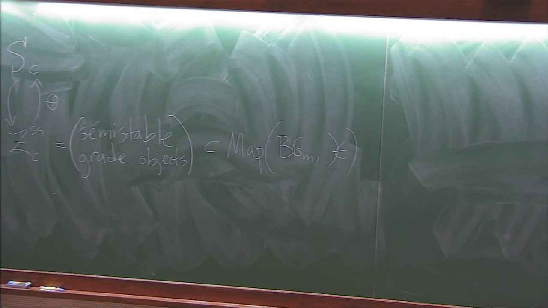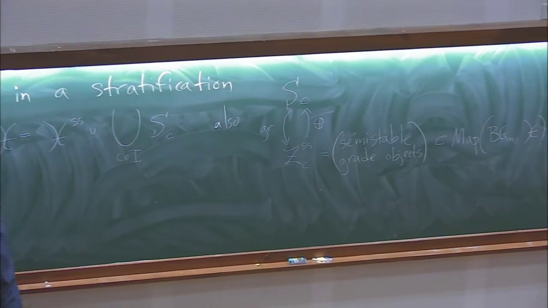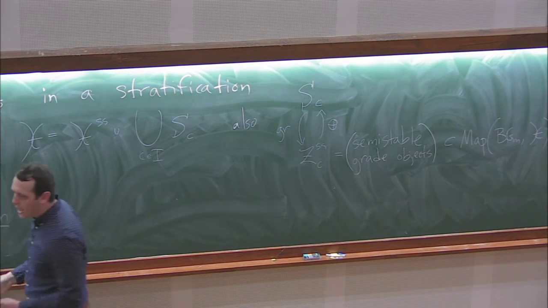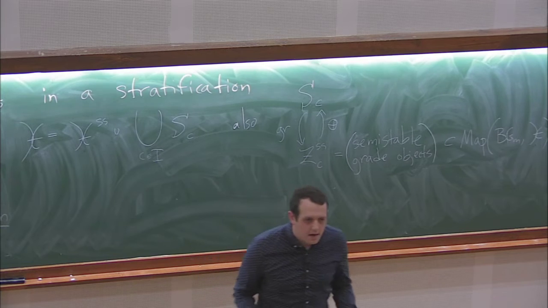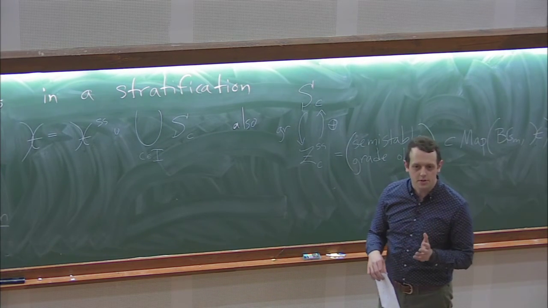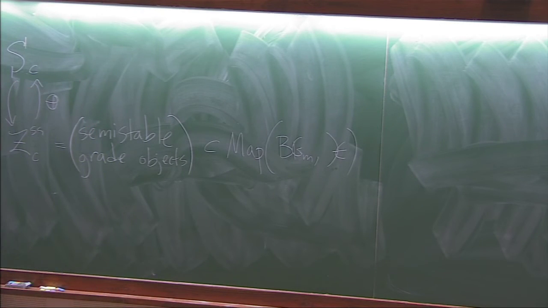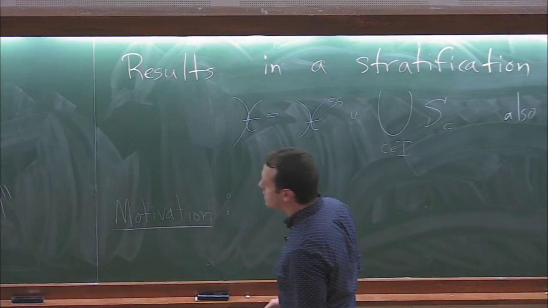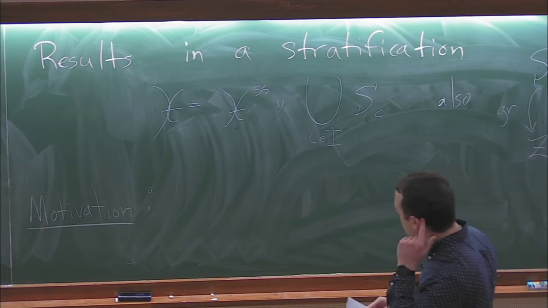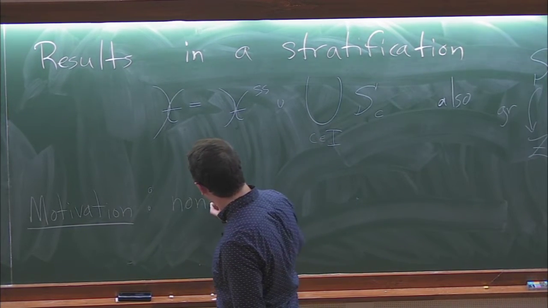So maybe, because this is an abstract definition, I should say a word about motivation. Why isn't it enough to just define your canonical filtration and then prove something like it's semi-continuous? Why is it not enough to work a little bit more concretely? The motivation for me was called Nonabelian localization.